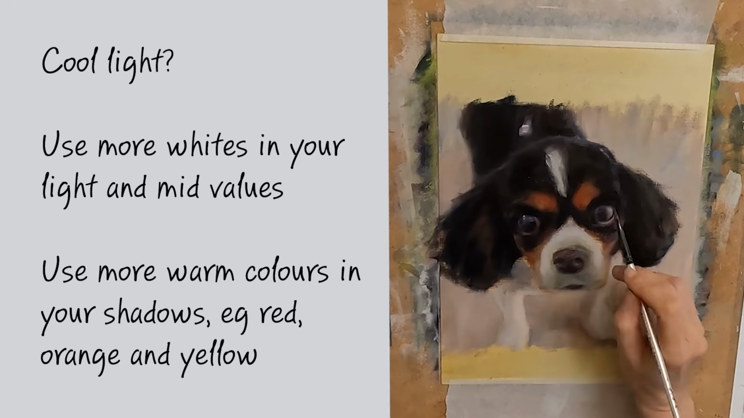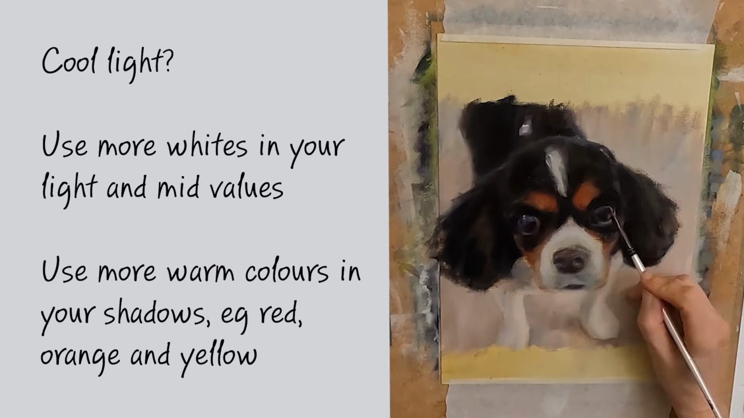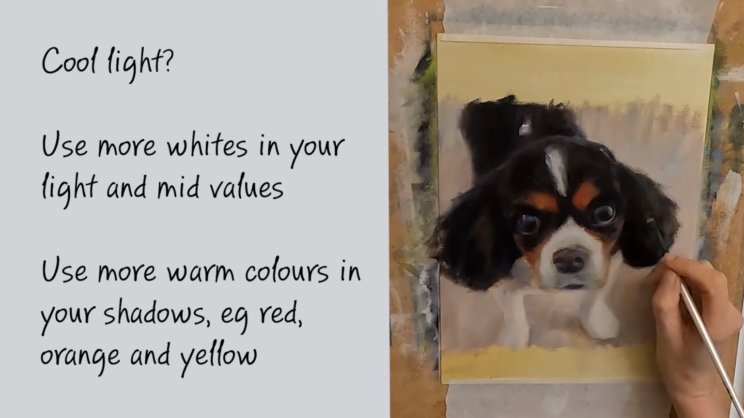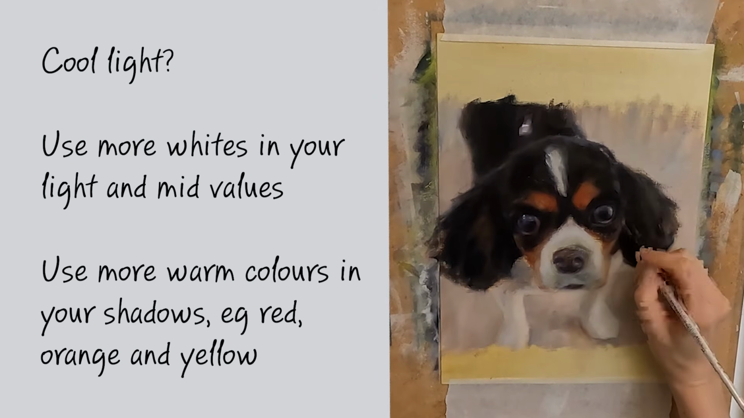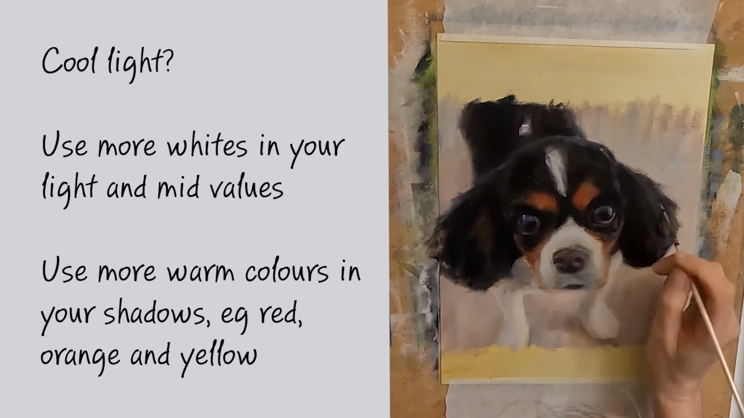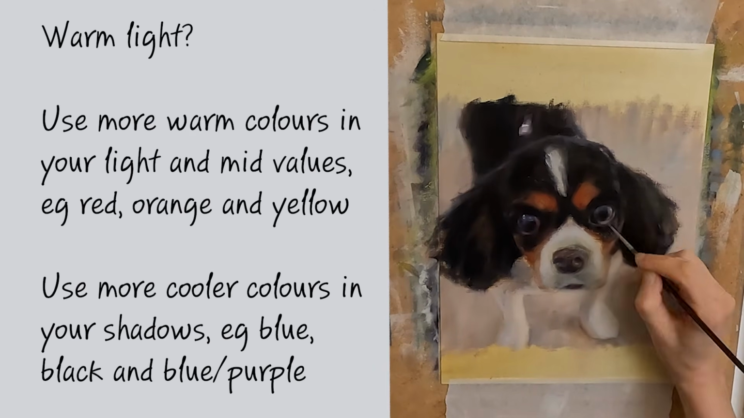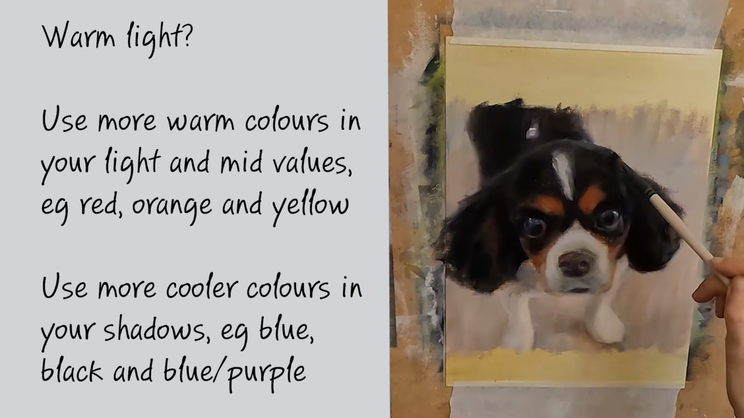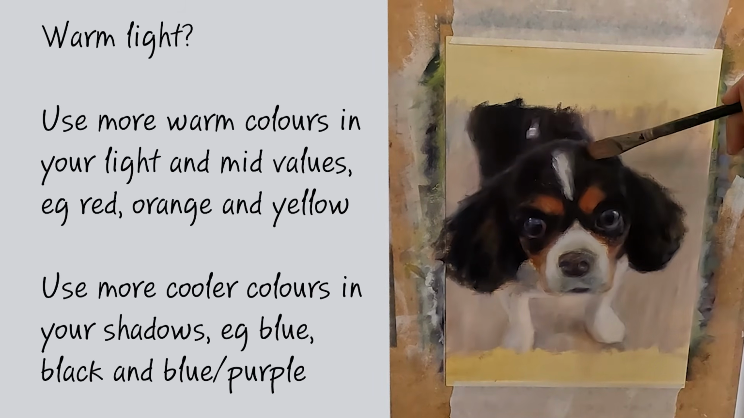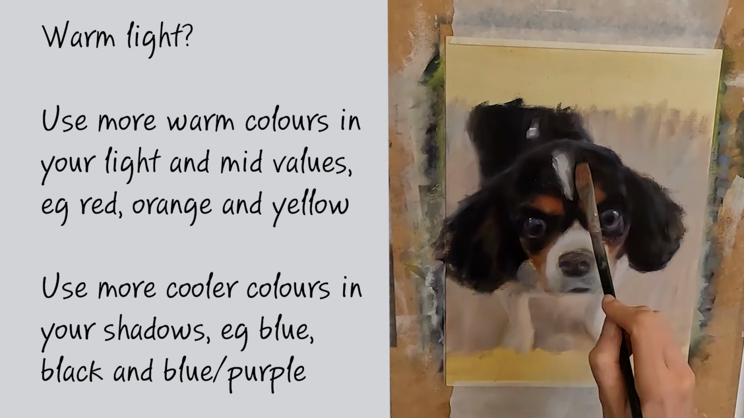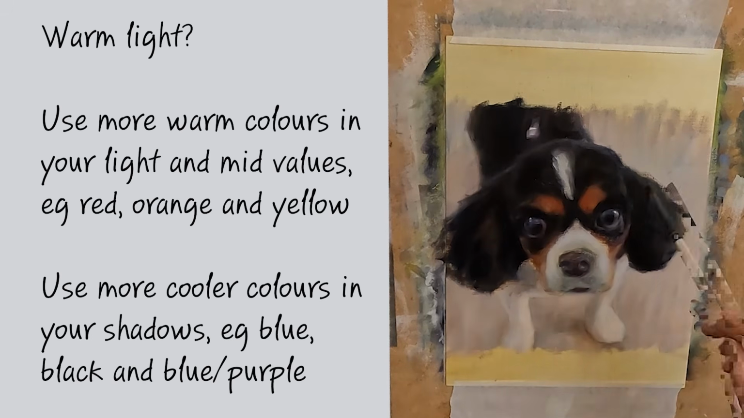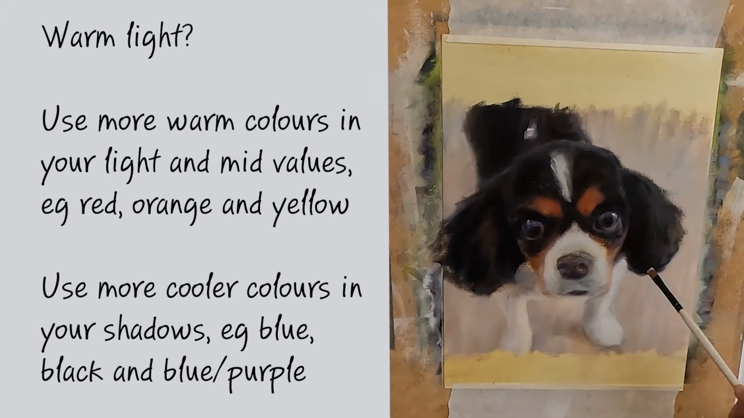If you are dealing with cool light, you can use more white in your colour mixing for your mid and light values, but will need to use warmer colours in your shadows. Think reds, oranges and yellows. If you are dealing with warm light, you will need to use warmer colours in your mid and light values. Think oranges and yellows. Your shadows will need to be cooler though, so think blues, blacks or cool purples.